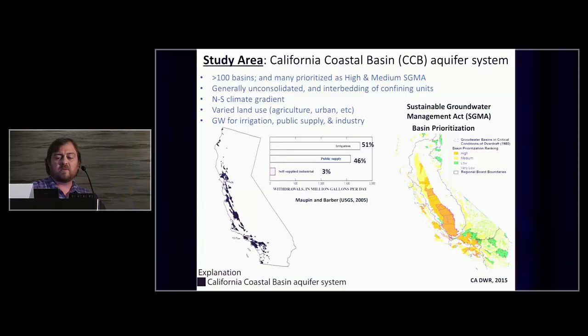The color isn't coming through over here, but what's unique about the California coastal system, there is a lot of agriculture, but unlike, say, the Central Valley, a much larger percentage is used for public drinking. About 46% of groundwater is used for public supply. So understanding the controls on nitrate has a relatively greater implication for drinking water quality and human health.